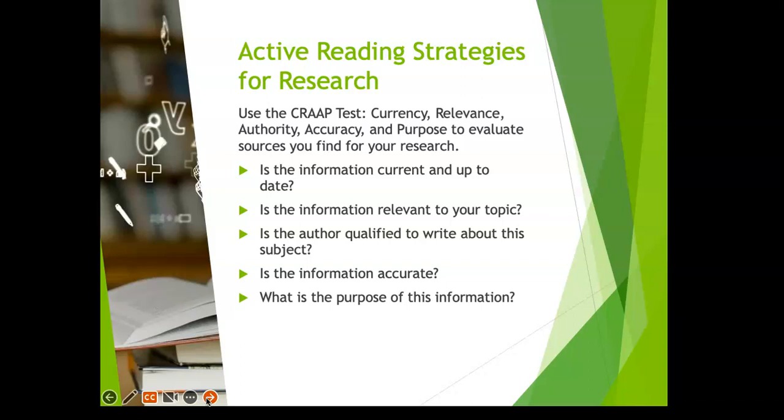The most major active reading strategy for research is the CRAP test. CRAP stands for currency, relevance, authority, accuracy, and purpose to evaluate sources you find for your research. One of the first questions you need to ask is: is the information current and up to date? This question is relative. What do I mean by this? It just depends on your topic.